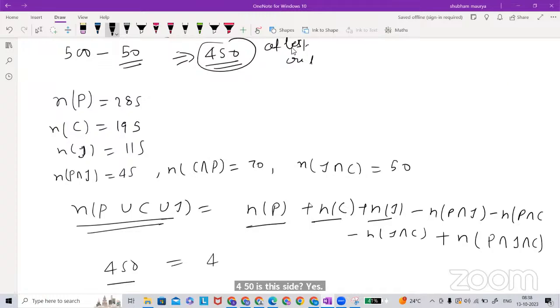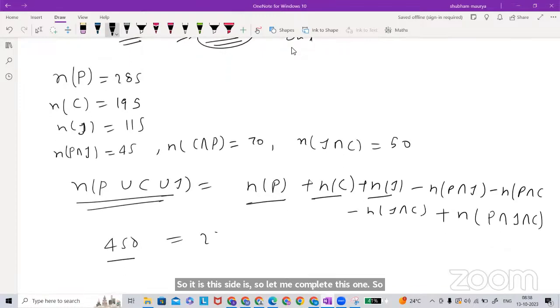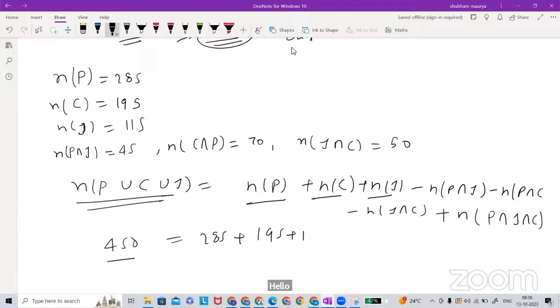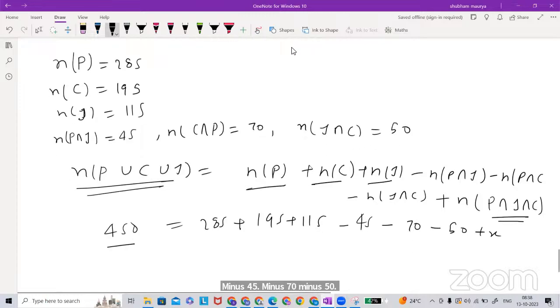So let me complete this one. This is going to be 285 plus 195 plus 115 minus 45 minus 70 minus 50, plus the intersection of all three. We don't know this one, so we assume it is x.